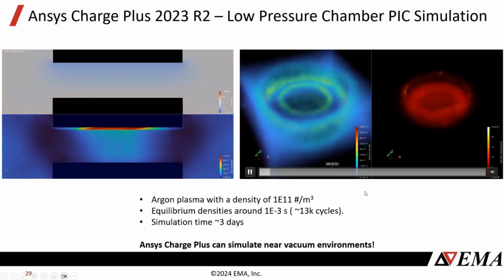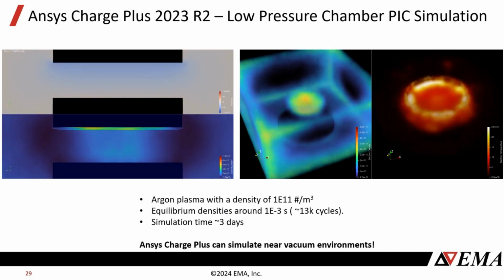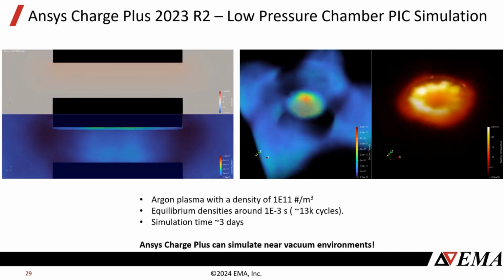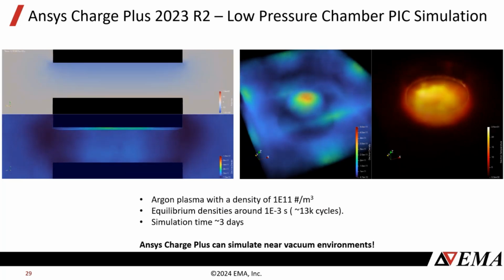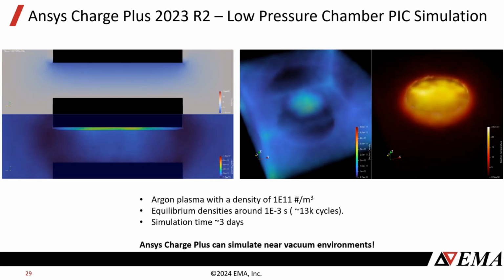On the right, you can see the 3D simulation responding to this. At those densities, the Debye length is pretty high, so you're not actually worried about having a mesh that is very, very fine to be able to solve this problem properly. So in this case, we were able to run over 10,000 cycles in about 3 days with the mesh resolution that we used here at those densities.